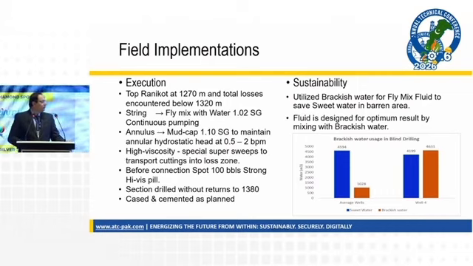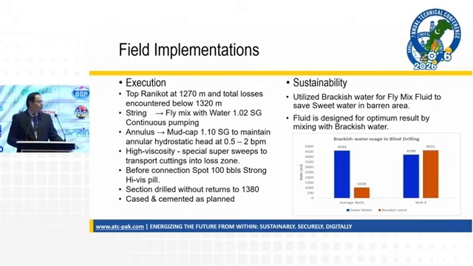After that it vanished. And high viscosity super sweep fiber pills were pumped every 3 meters. So we do not want to let the cuttings stay around the BHA, and we spot 100 barrels of very thick high vis every connection. The high vis was very strong, more than 300 to 400 seconds, so it cannot be passed through the funnel. So the section was drilled without return up to 1380 meters, cased and cemented as per plan.